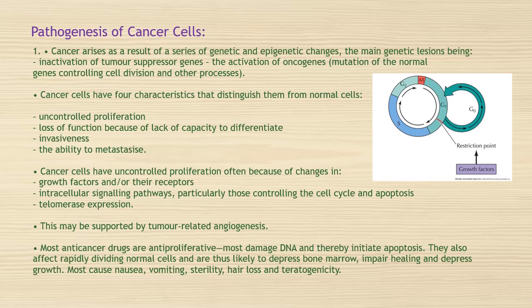Now let's look at the special characteristics of a cancer cell. Now this is very interesting. There are four main features which distinguish a normal cell from a cancer cell. One is uncontrolled proliferation. Second is dedifferentiation or loss of function. Third is invasiveness. And fourth is the ability to metastasize. Now first, let's look at the first one, the uncontrolled proliferation.